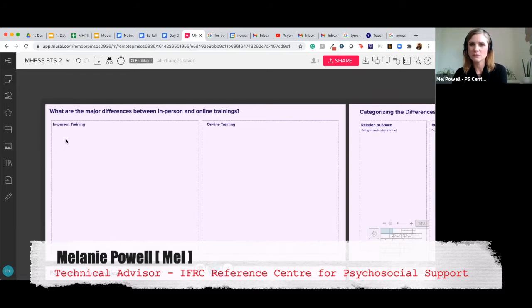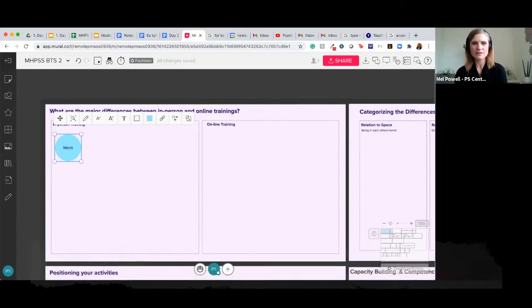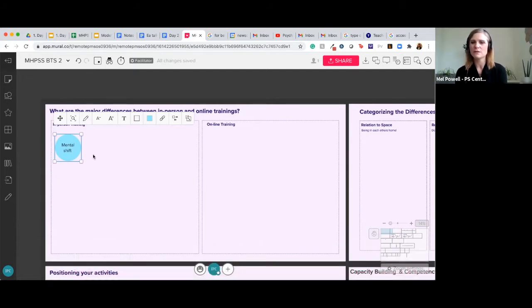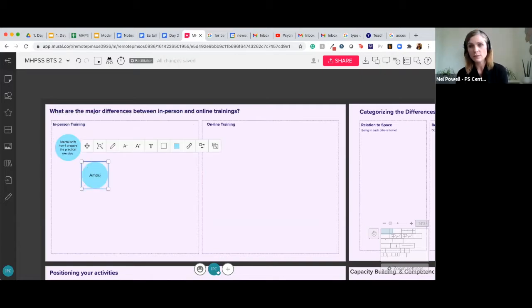I think the major difference for me is that it just required a complete mental shift. Normally I'm just on autopilot in terms of the pedagogy and developing the exercises, and I had to step back and do a mental shift about how I prepare the practical exercises in particular, and how I ensure that the interaction and the fun and the learning is there. I think also the amount of time that it takes to prepare an online training is a lot longer for me for quite a lot of reasons that I might go into later. So that's definitely a major difference for me.